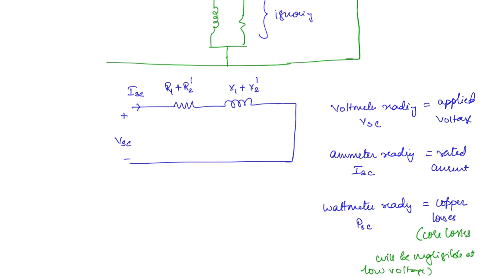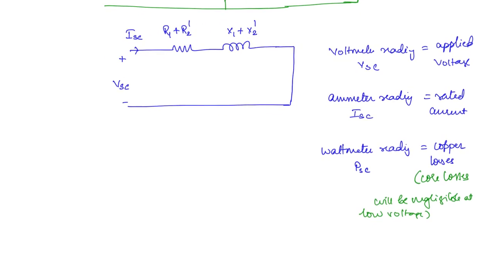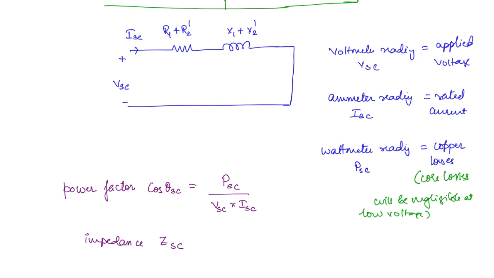Now we will see how to get the series parameters. What will be the very first thing that you can get? You can get the power factor, cos theta SC. This will be the real power divided by the voltage into current. What else you can get? You can get the impedance, ZSC. This is simply the magnitude of voltage divided by the magnitude of current, because we are only concerned with the magnitude here. We anyways have the power factor angle.